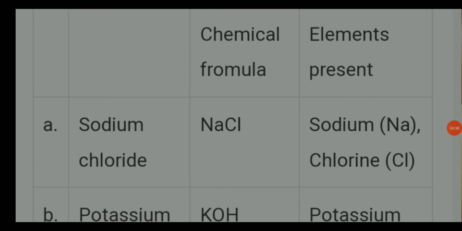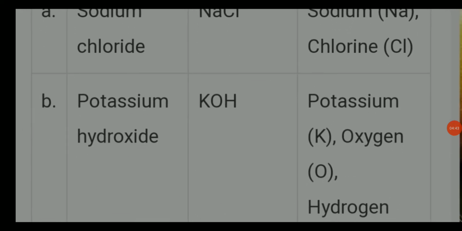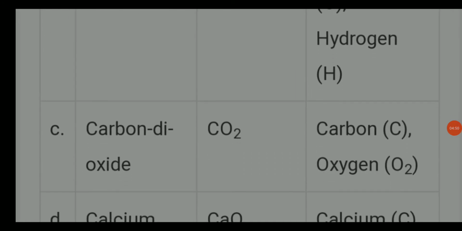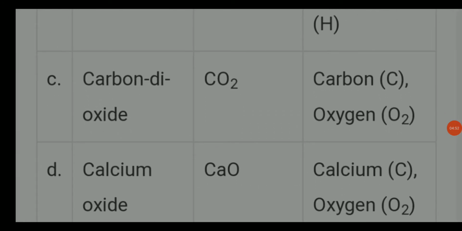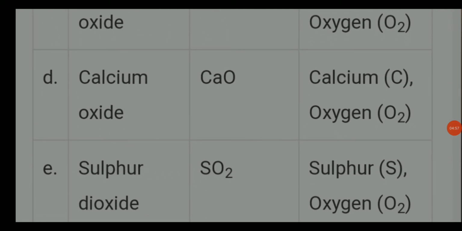Sodium chloride, chemical formula NaCl. Elements: sodium Na and chlorine Cl. Potassium hydroxide, chemical formula KOH. Elements: potassium K, oxygen O, hydrogen H. Carbon dioxide, chemical formula CO2. Elements are carbon and oxygen. Calcium oxide, chemical formula CaO. Calcium Ca, oxygen O. Sulfur dioxide, chemical formula SO2. Sulfur S, oxygen O.